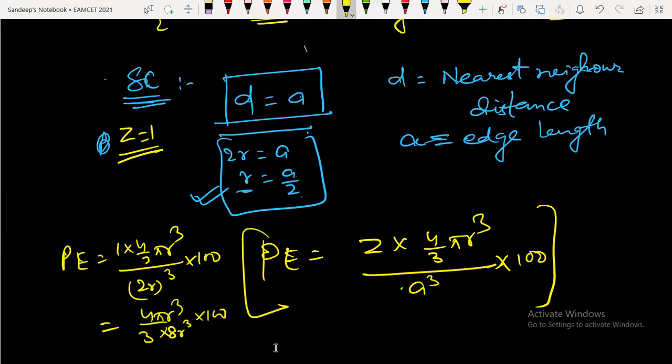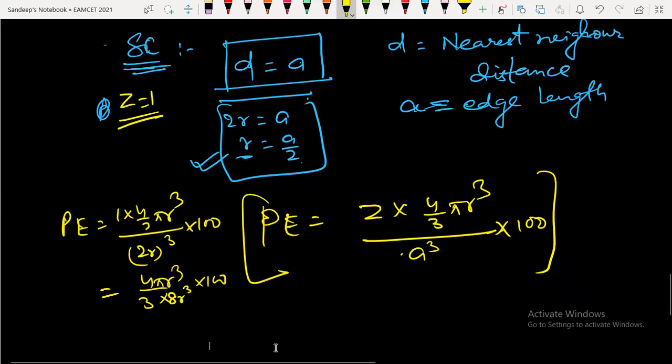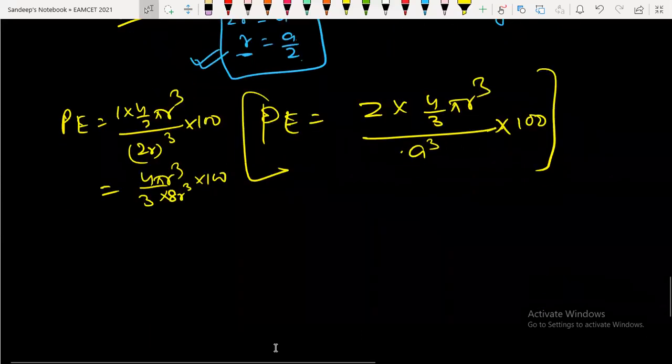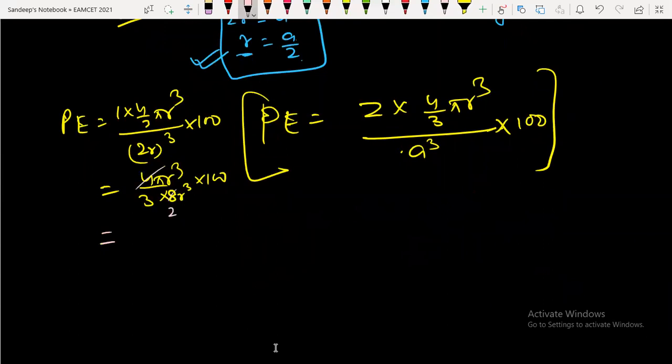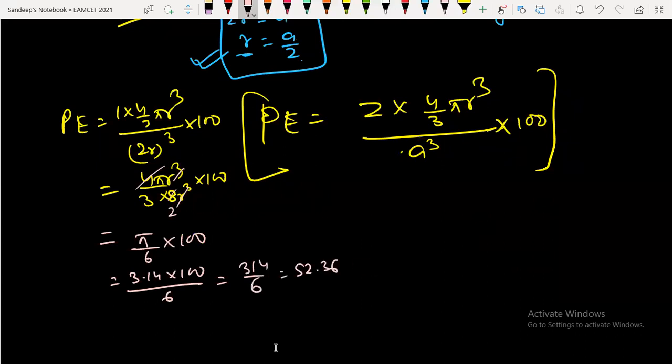So it will come to π/6 into 100. Pi is 3.14, so 314 by 6. So it will come to 52.36, so almost 52.4%. So this is the packing efficiency in the case of simple cubic.